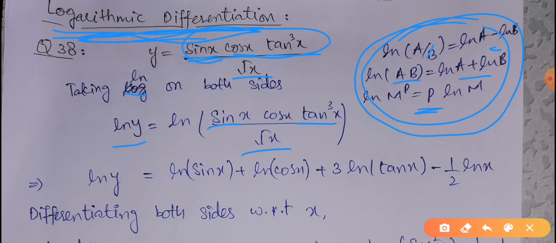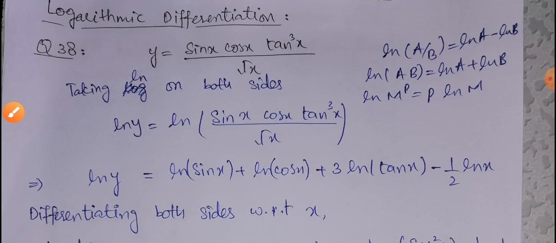So it is going to be ln of sin x plus ln of cos x plus 3 times ln of tan x, because of this property, minus ln of x raised to the power 1 by 2, that is 1 by 2 into ln of x. So now the differentiation will be quite simple and easy.